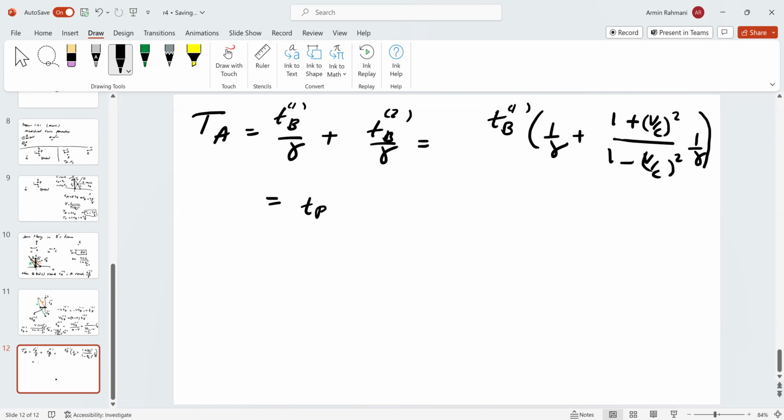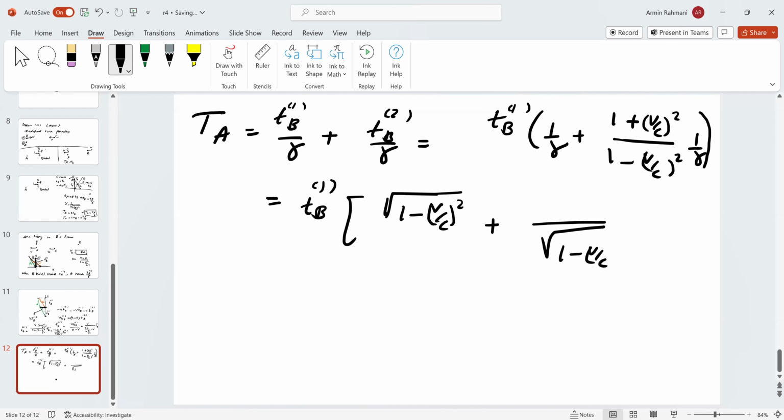So this becomes TB1, 1 minus, plus this sort of cancels one of these square root factors, right? So I get that in the denominator, and then I have 1 plus V over C squared here. So factoring out that denominator gives me TB1 finally over 1 minus V over C squared.